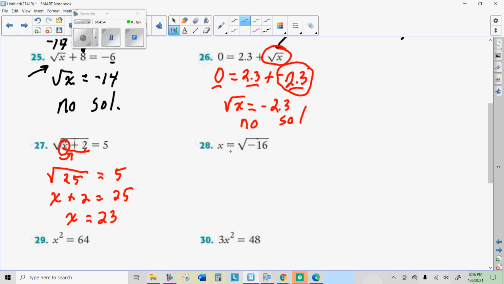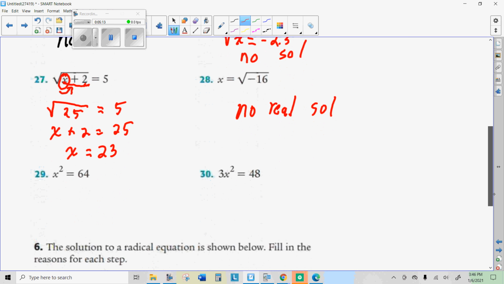Okay? Go ahead and see if you can come up with the answer to the next one. I hope you said there's no real solution to that because there is no number multiplied by itself that equals a negative. So there's no real solution to that one.